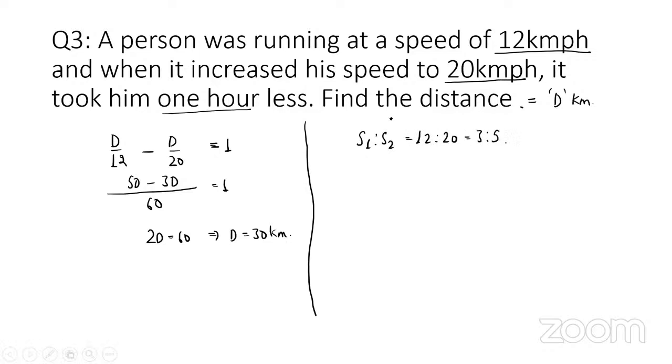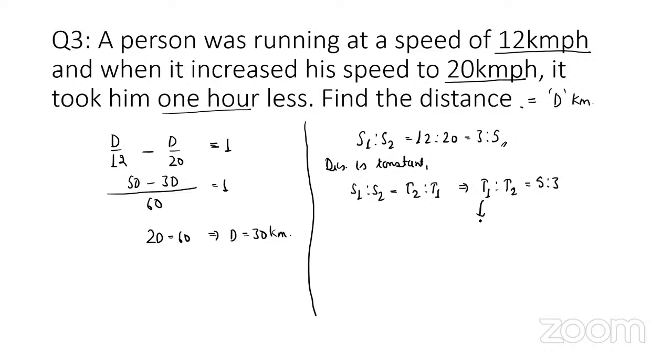And we know that he's traveling the same distance. That means the distance is constant. And if the distance is constant, we can simply say that the ratio of speed is the inverse ratio of the time taken. And we know that the ratio of speed is 3:5. So the ratio of the time taken must be 5:3, right?